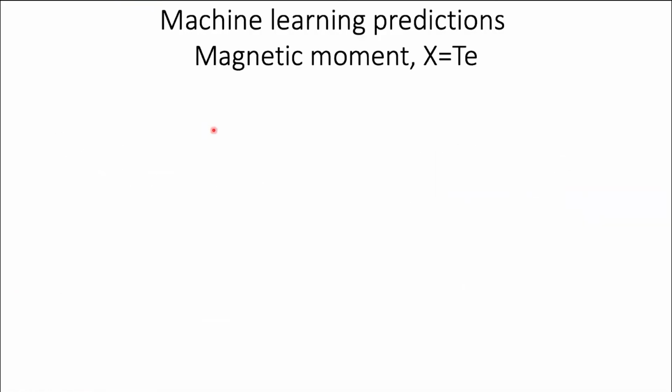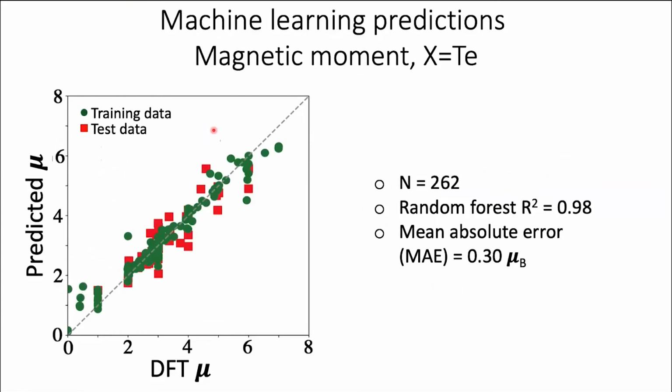Then once you build the model, you have these results. In this case, we've plotted the DFT calculated magnetic moment on the horizontal axis and the prediction on the vertical axis. The dashed line is not a fit, it's just a guide to the eye. It's the so-called perfect prediction line. My training data, the circles, are pretty close to this perfect prediction line, and so are my test data, or so-called unseen data. This suggests that the model is doing a pretty good job of predicting the magnetic moment, so we're very happy.